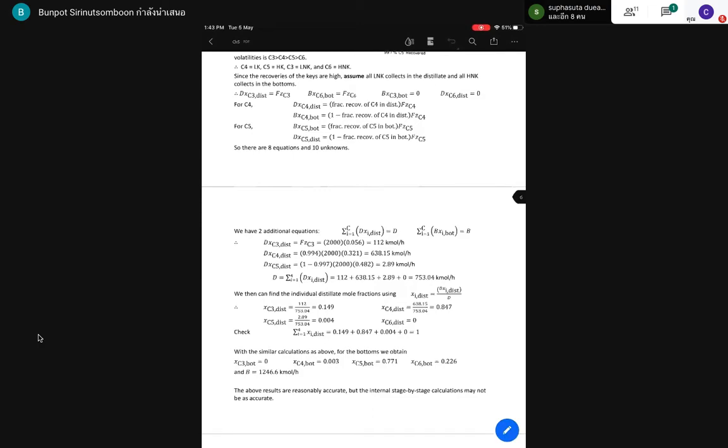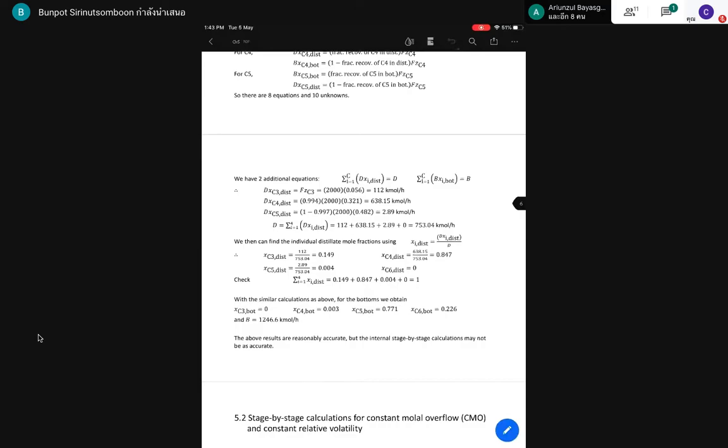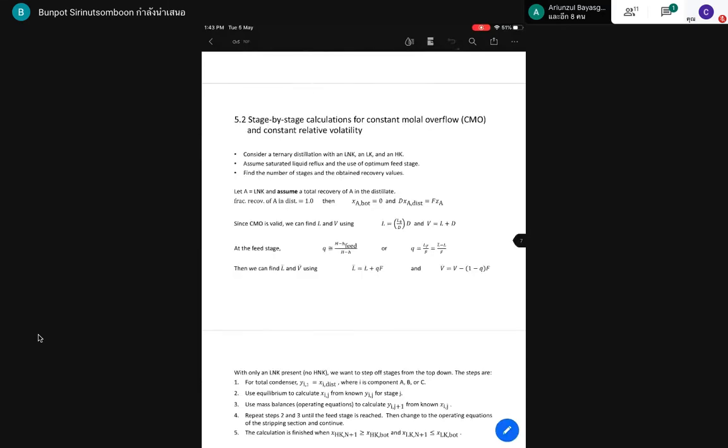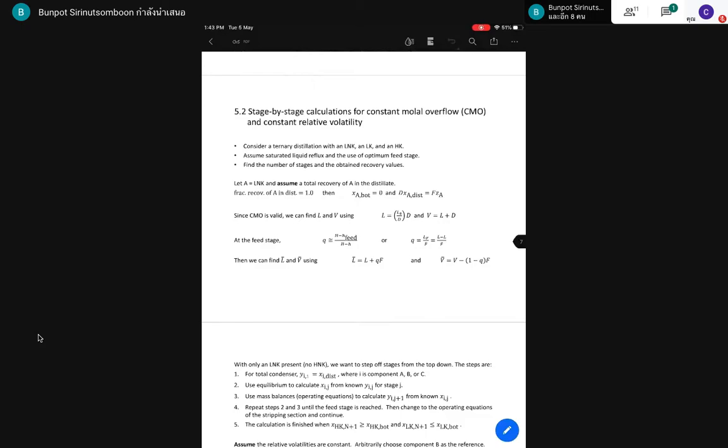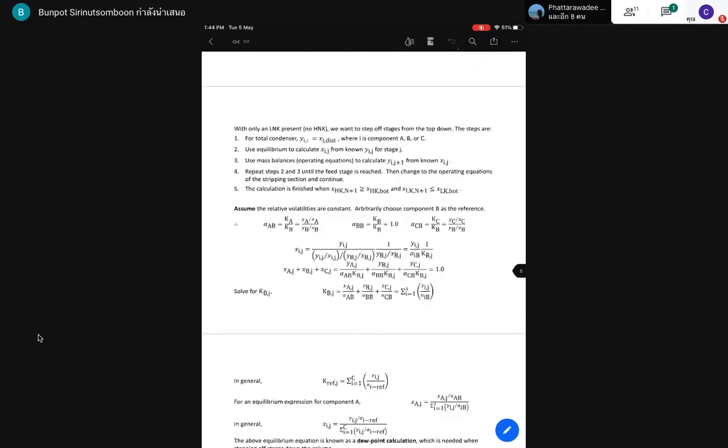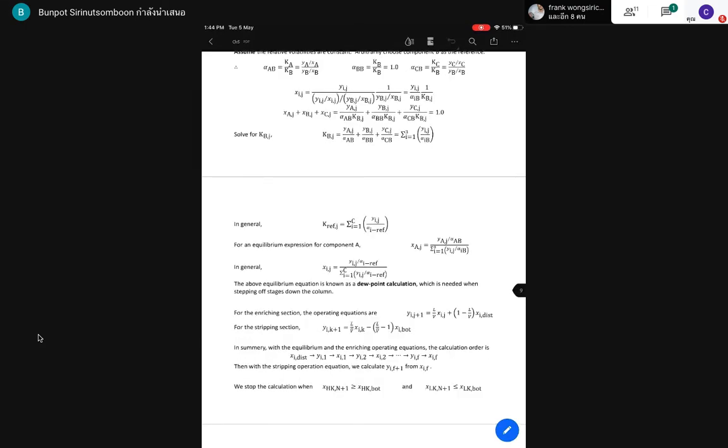Next is the stage-by-stage calculation. In addition to the overall balance, we are also interested in each stage. We want to know the compositions in each stage. We can start either from the top to the bottom, or from the bottom to the top, up to you. Right here, we start from top to the bottom.